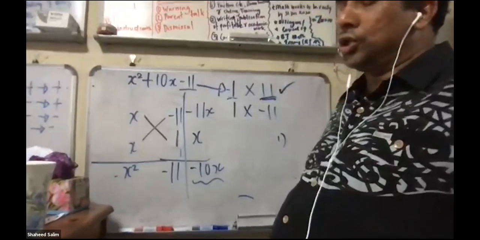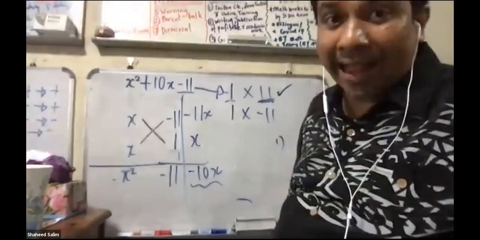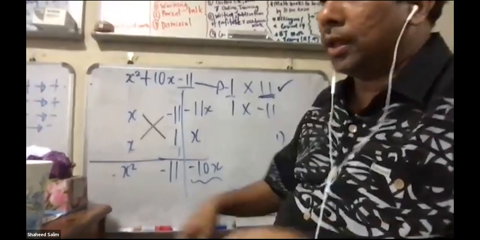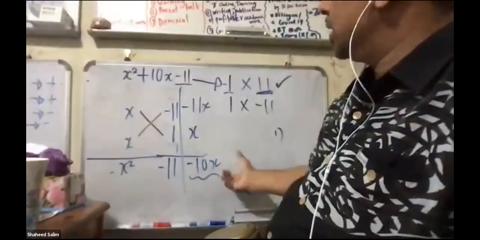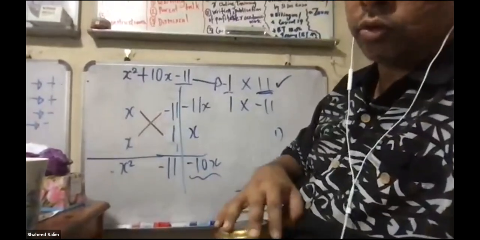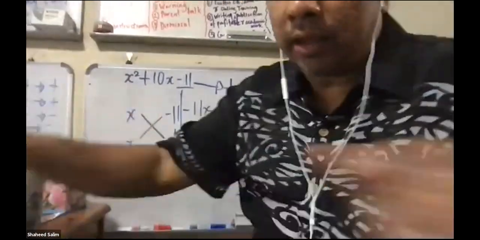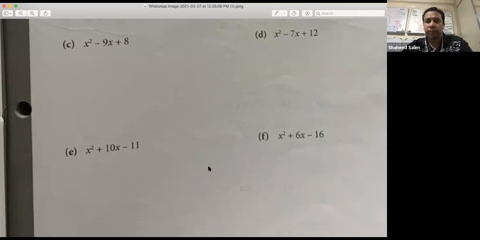So maths is very logical. If the answer key is wrong, you just check your working. You'll be able to find it. Okay, if you're okay, we move on to the next question. Let us try. We try F. Okay, F.